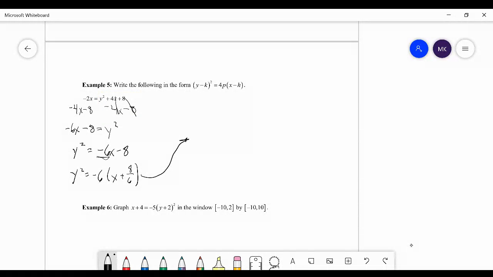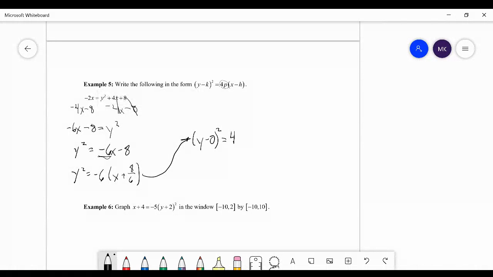Because it says to give it in this form, I'm going to be very exact in that. And so I'm going to take y squared and rewrite that as y minus 0 squared. Now, I have 4p in front, but I only have negative 6. So what I'm going to do is write this as 4 times negative 3 halves.